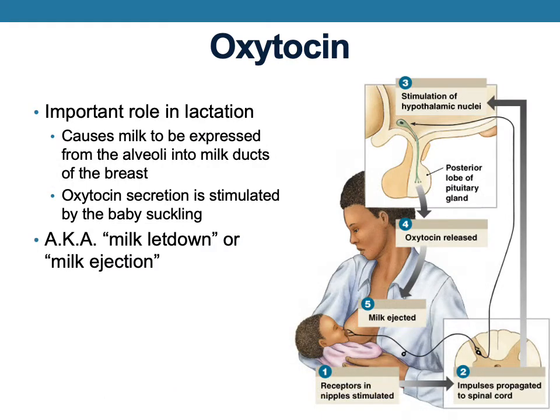Oxytocin has an important role in lactation. The hormone causes milk to be expressed from the alveoli into the milk ducts of the female breasts. Secretion is stimulated by the baby suckling. A mother can continue to produce milk as long as the baby continues to suckle regularly.